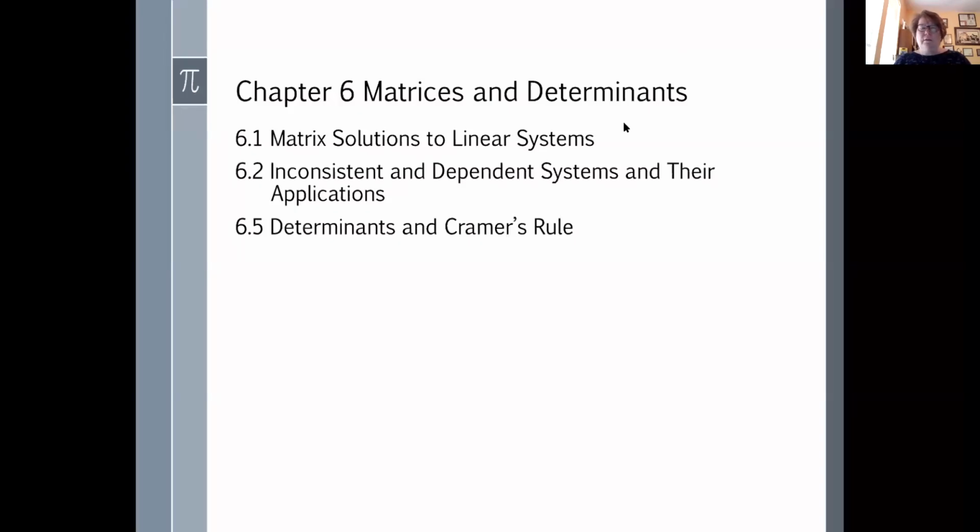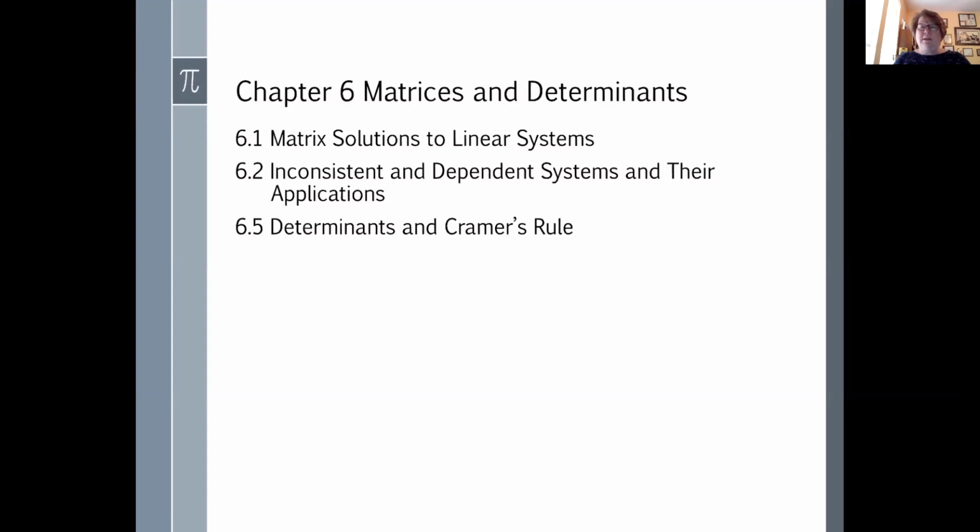In Chapter 6, we are going to use matrices and determinants to solve systems of linear equations. In Section 6.1, we're going to look at using matrices to solve systems. In Section 2, we'll continue using matrices to solve systems, but this time we're going to look at what happens if the system is either inconsistent or dependent.